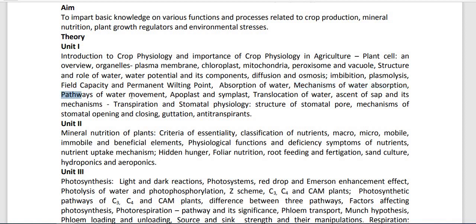Then coming to the pathways of water movement, you see how the water moves from the soil to the xylem of the plant. Then the symplast and apoplast. The symplast deals with water moving through plasmodesmatal connections. In the apoplast, the water or any solutions move through the intercellular spaces. So see the definitions of apoplast and symplast.